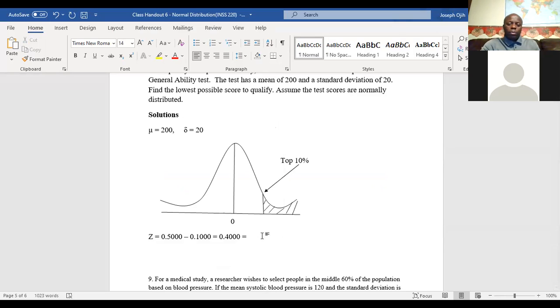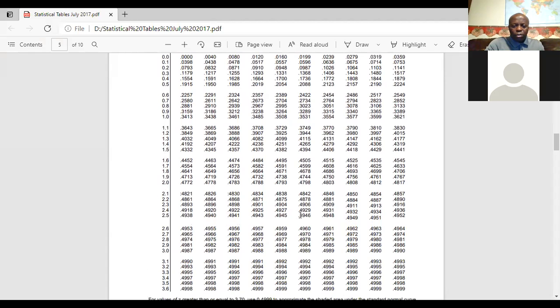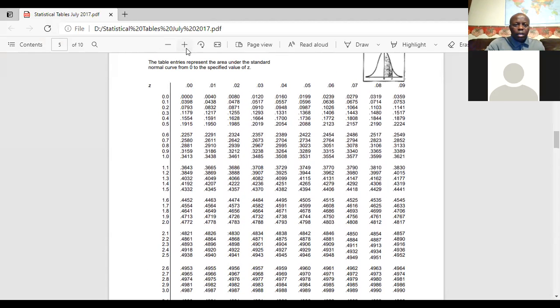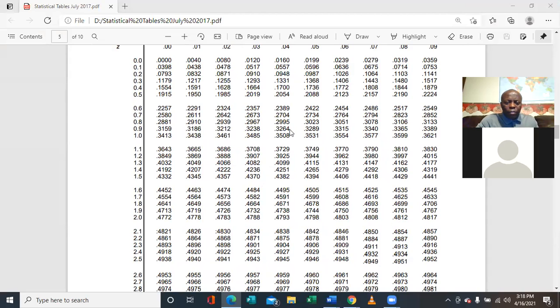So we go to the table and look for 0.4000. Now, if you don't see exactly the number that is 0.4000, we take the one that is closest to it. So taking you to the table, which is here, start looking for 0.4000. Let me make this a little bit bigger. So we look inside the table.